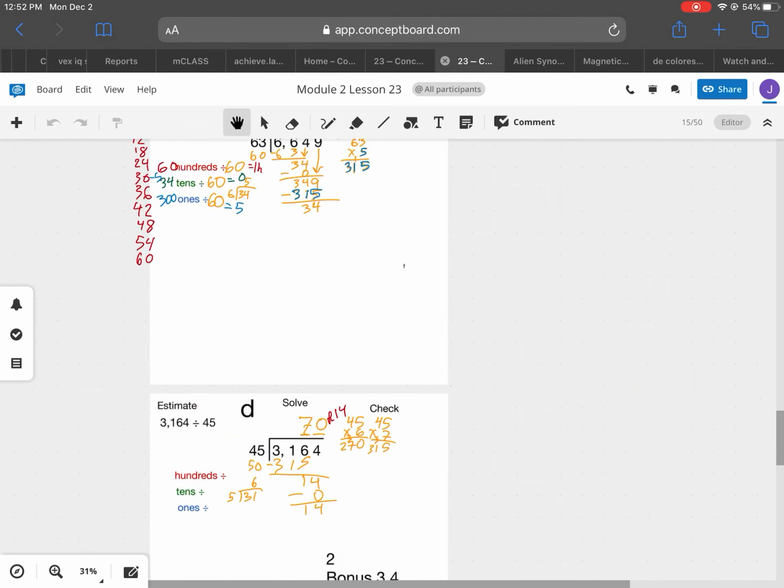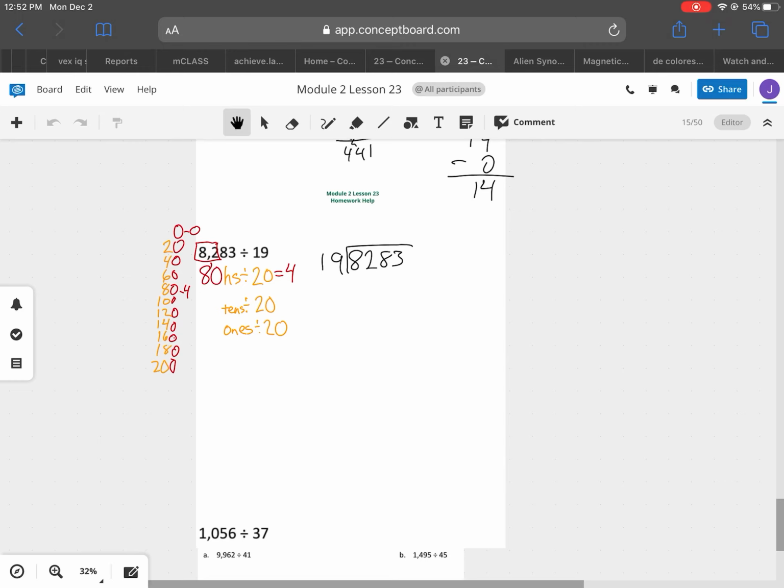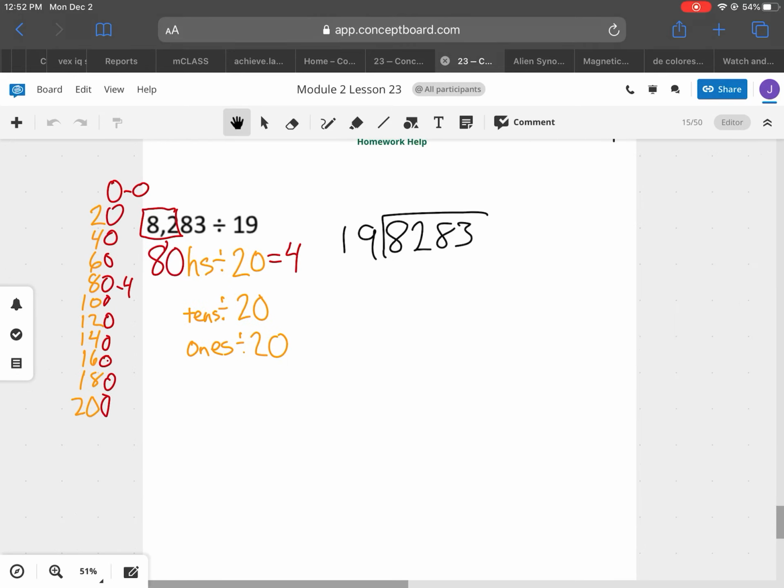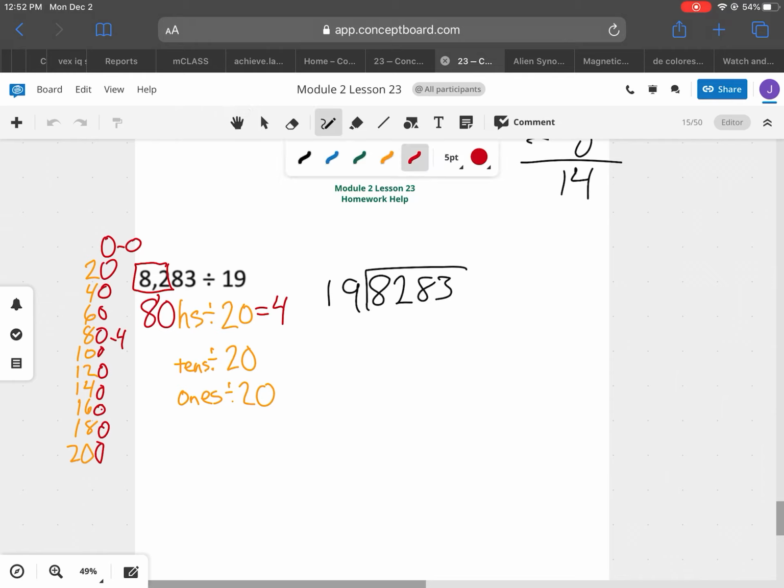All right, so I'm going to do this. I already started the problem. First thing I did was rounding. After I rounded, I am going to take my 4 from the hundreds, and I'm going to multiply 19 times 4.